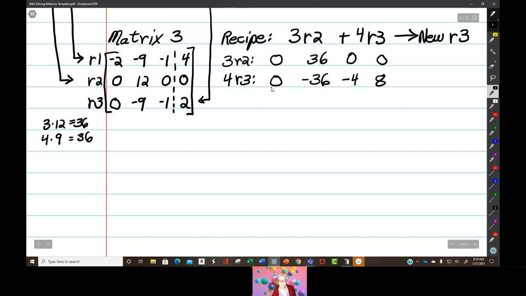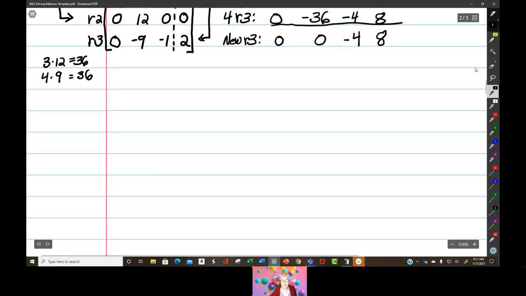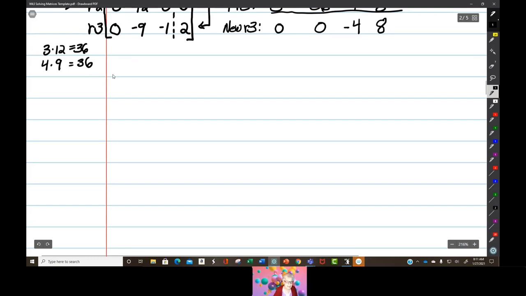Okay. We add vertically. 0 plus 0 is 0. 36 minus 36 is 0. 0 plus negative 4 is negative 4. And 0 plus 8 is 8. And this is going to be my new row 3. It's also going to be my last matrix. So matrix 4.